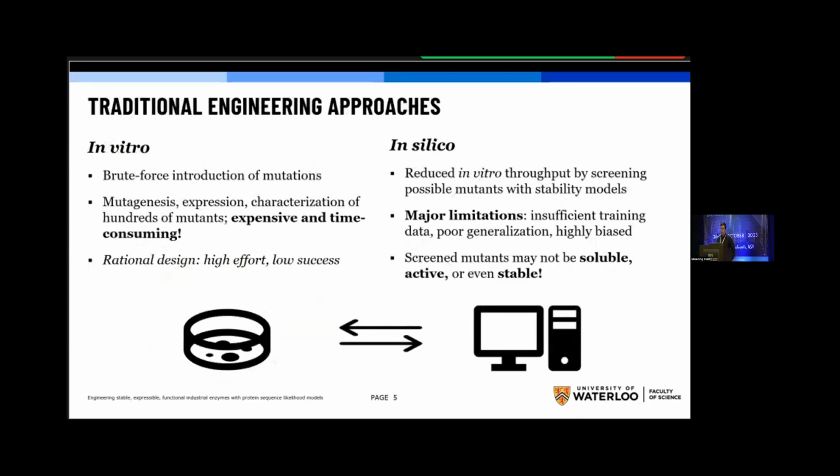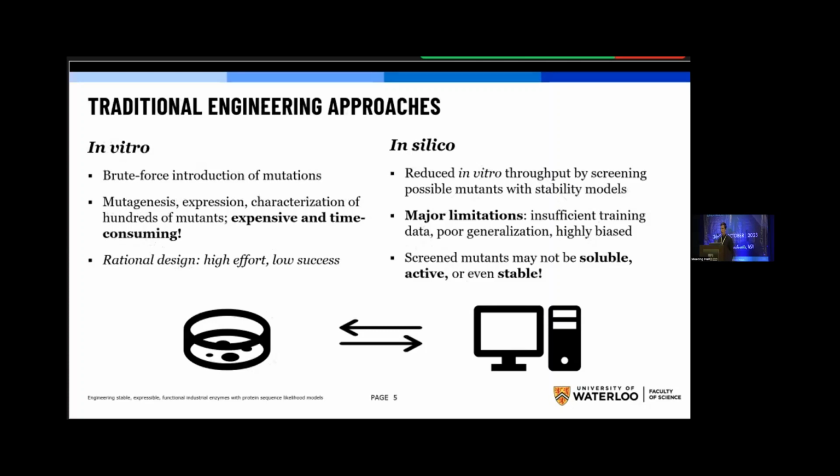So the traditional way that we would do this is to just brute force apply mutations, change the residues within the protein and try to achieve a higher stability through random discovery. That's the way that nature does it because it's randomly applying mutations all the time. But to actually characterize all these mutations is prohibitively expensive, especially in terms of time, but also the cost.